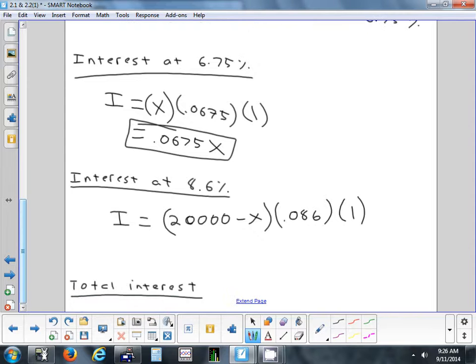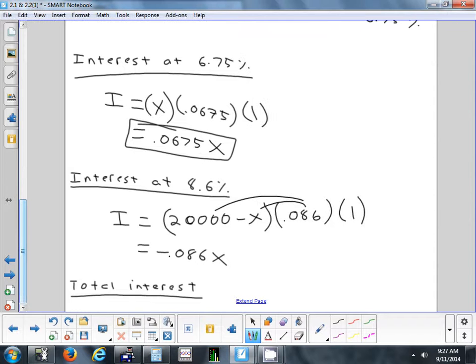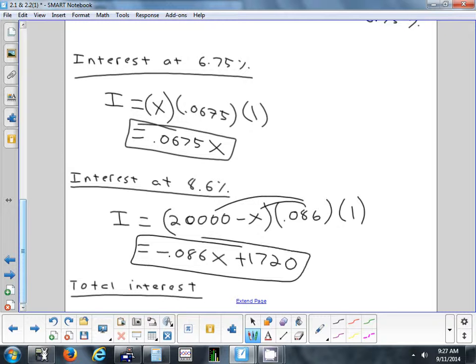All right, so let's do this out. Which property do I have to use to simplify that? Distributive. Okay, times 1, that's not going to change anything. But we do need to do that out. So we get negative 0.086x. And then I need 20,000 times 0.086. It's 1,720. Okay, so that's how much interest he's going to make in the other account.